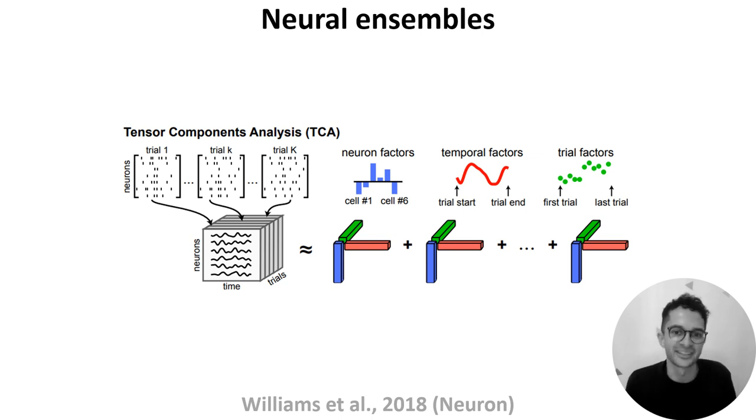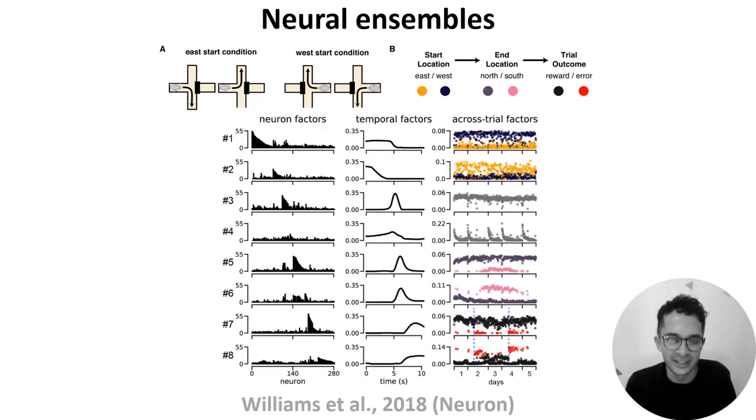This might seem a bit abstract, so let's see what it yields when applied to real data. This experiment is still focused on spatial navigation, but we switch to mice and what we call a plus maze, which you can see in panel A. Essentially, the mouse starts in either the east or west arm and has to navigate to either the north or south. And then if it's correct, it receives a reward. So what does applying tensor component analysis to the neural data recorded during this experiment reveal?